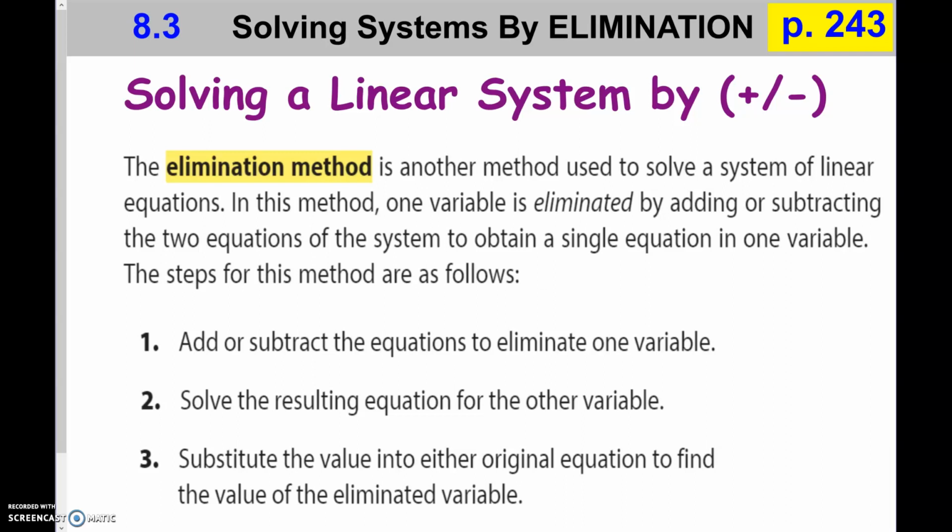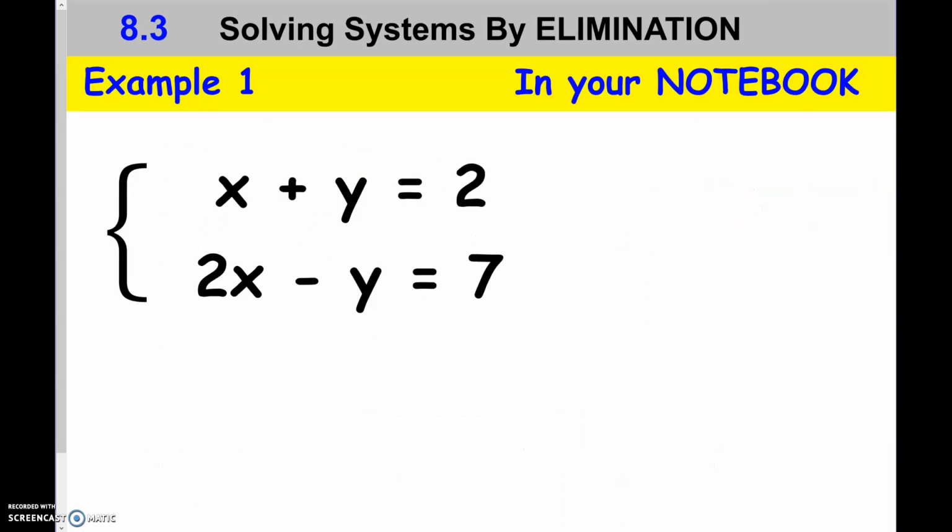In this method, one variable is eliminated, and you can either add or subtract. Now, I will not be doing the subtracting method. I will be doing adding every single time. So what you're going to do is add the equations to eliminate one variable. Right now we have two variables, x and y. We're going to add them together to eliminate one. Then you're going to solve the resulting equation and then substitute that back in. So that's always going to take us 3 steps in order to solve these equations.